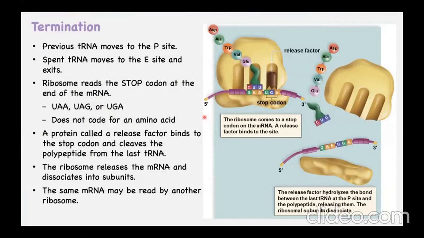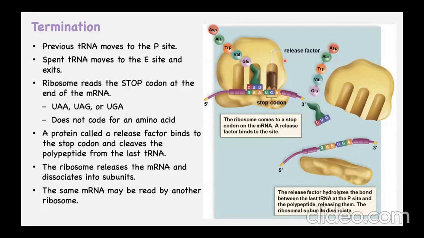So after elongation is termination. Okay. So what happened during termination? Termination is when the previous tRNA moved to the P site. Okay. Daripada yang tadi dia dah pass. Dia dah pass from P, dia akan move to the E site. So bila dia dah move to the E site, it will exit. Okay, so the ribosome reads the stop codon at the end of the mRNA. So bila tiba-tiba dia jumpa UAA, UAG or UGA, yeah, this UAA, UAG, UGA, dia does not code for an amino acid.